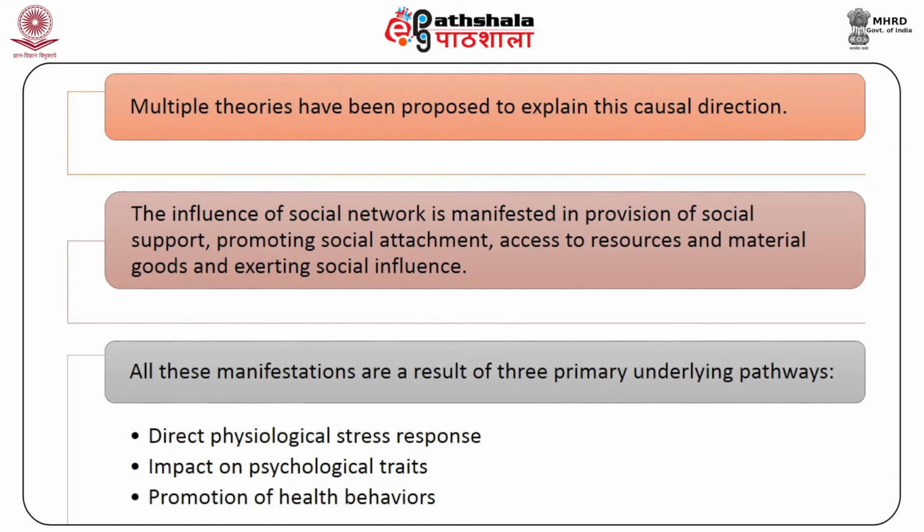The influence of the social network is manifested in the provision of social support, promoting social attachment, access to resources and material goods, and exerting social influence. All these manifestations are a result of three primary underlying pathways: direct physiological stress response, impact on psychological traits, and promotion of health behaviors, as studied by Berkman et al. in 2000. Existing research has indicated that diverse network types are better in promoting health as compared to restricted network types.